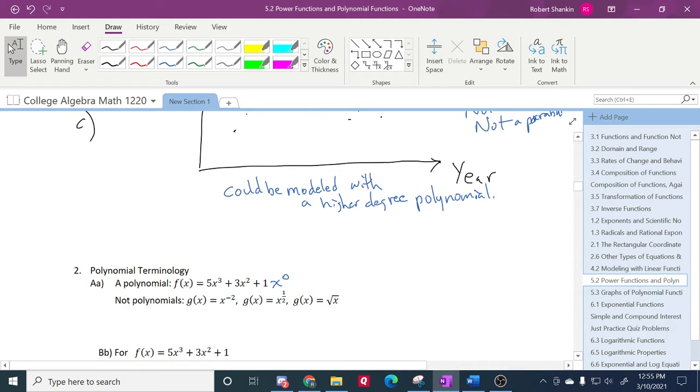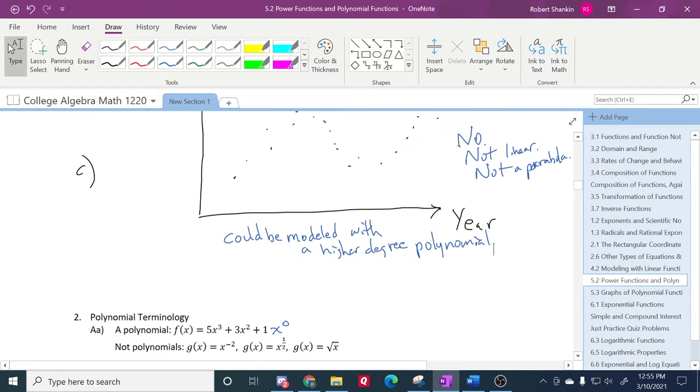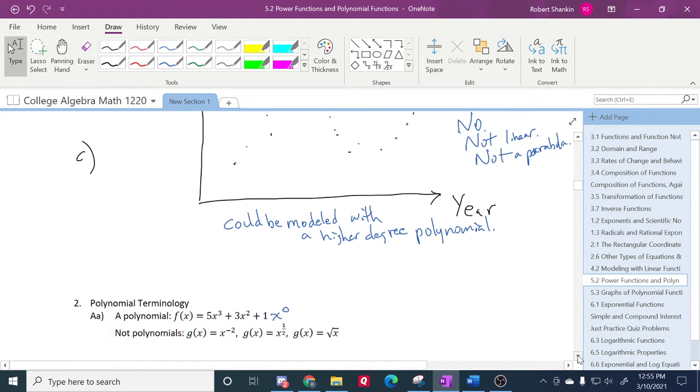And polynomial terminology. So let's start out with what is a polynomial. An example of a polynomial is, now they have to have whole number exponents. If you had a negative or a fractional exponent, that's not a polynomial. They've got to be really simple kind of things like this. They can't go into the negatives.